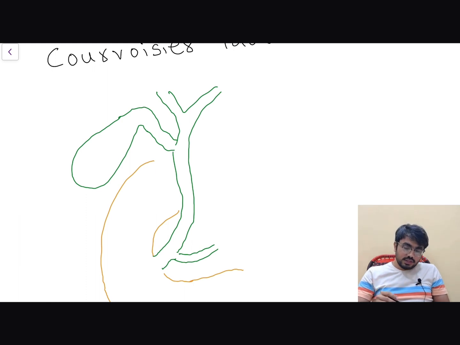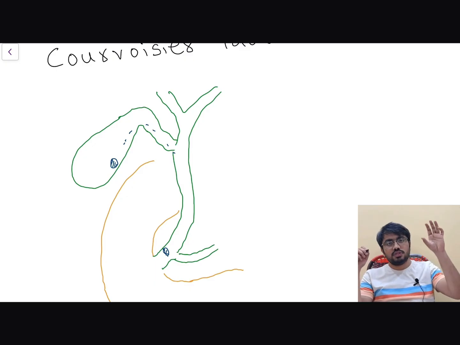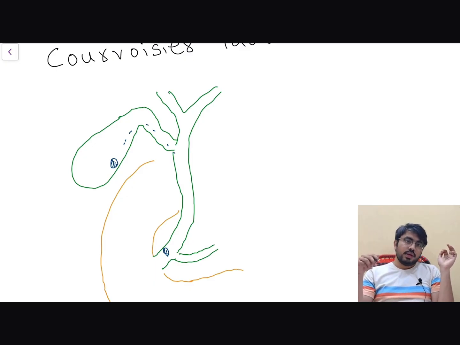Suppose there is a stone which is formed in the gallbladder. There is a stone. This stone can ultimately come here and it can block the pathway. If that gallstone which is formed there comes here, after some years in the future it comes into the CBD and it is going to cause obstruction.